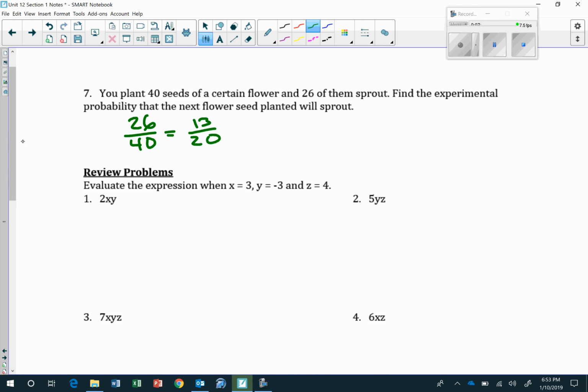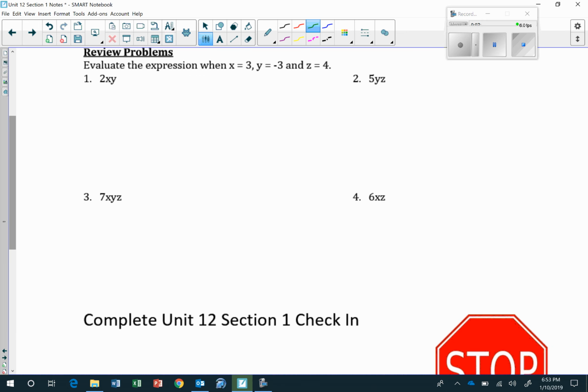All right, at the bottom of this, we've got some review problems. You're just evaluating the expression. Remember, that just means you're going to plug in the numbers and replace the letters. So work those out. Make sure you work those out and check them. And then you can show me your notes or Ms. Swami your notes before you take the Unit 12 Section 1 check-in.